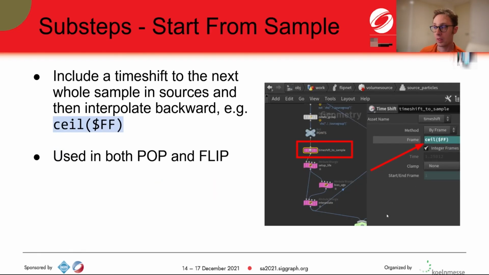So the solution to the first problem is to put a time shift upstream of all of our nodes here, and just set that to the frame to be the ceiling of the floating frame. And that's going to lock us onto the whole frame sample so that we can go backwards. And this setup works exactly the same for both pop and flip.